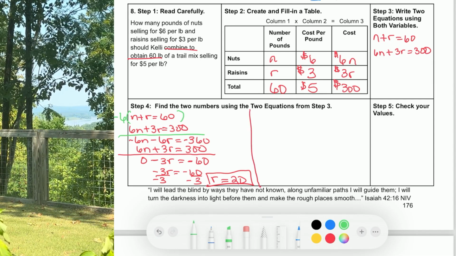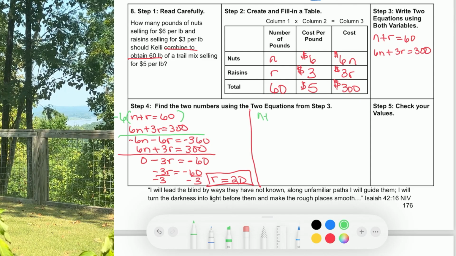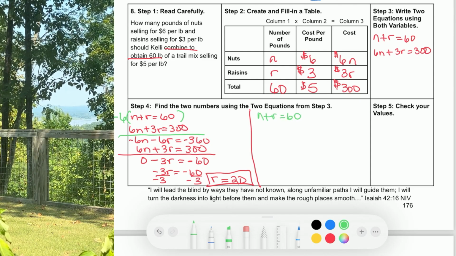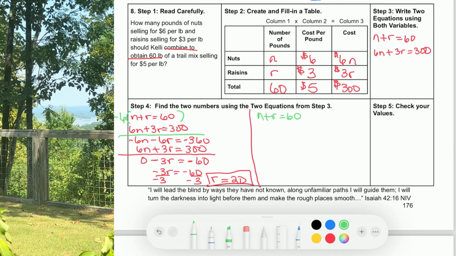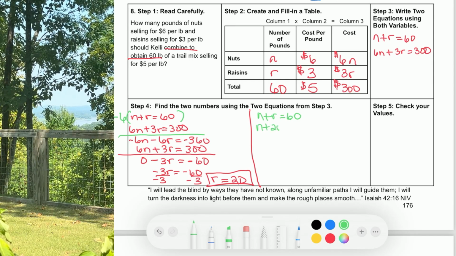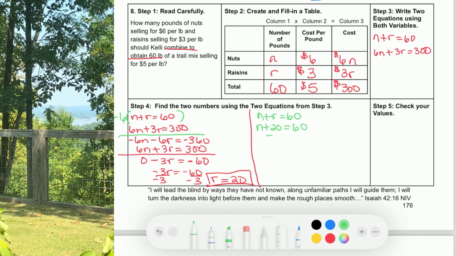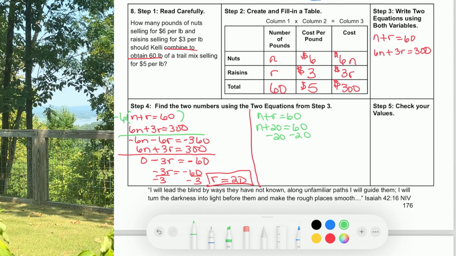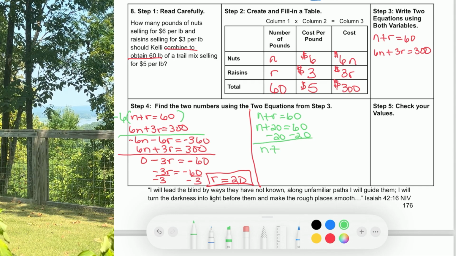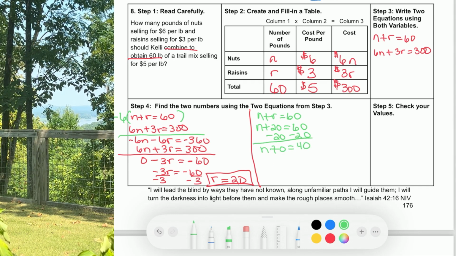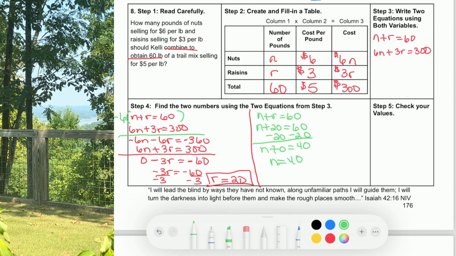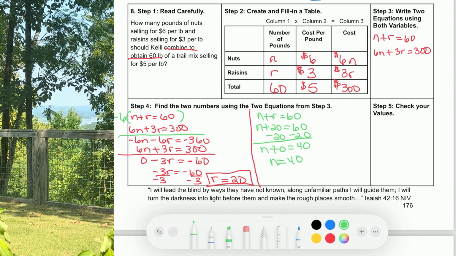Let's do the next part. So n plus r equals 60. Plug in my r, so n plus 20. Subtract the 20 from both sides. I get n plus 0 equals 40. So n equals 40. So I need 40 pounds of the nuts.